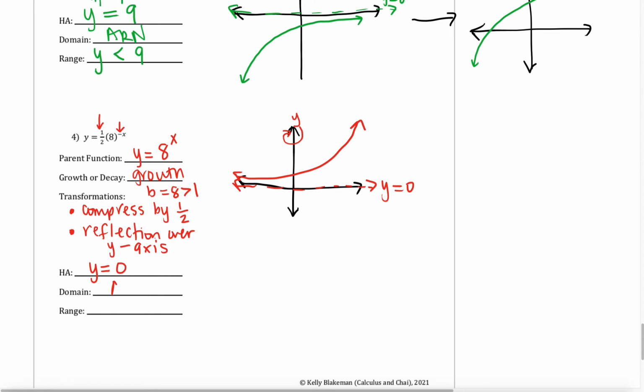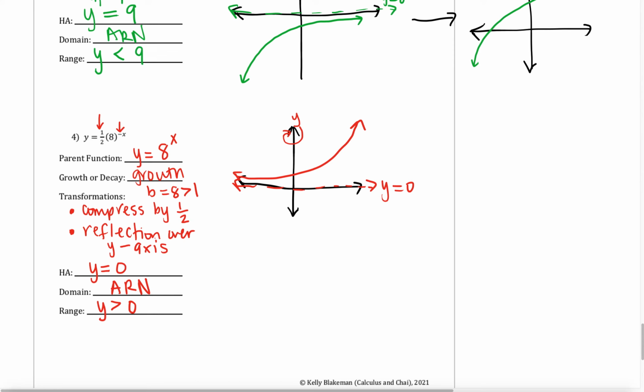Our domain, just like any exponential function, will always stay at all real numbers. Our range, we know, is connected to our horizontal asymptote, so I will be comparing y to 0. Since we're reflecting over the y-axis, it's keeping the entire graph above that horizontal asymptote, so our range stays at y is greater than 0.